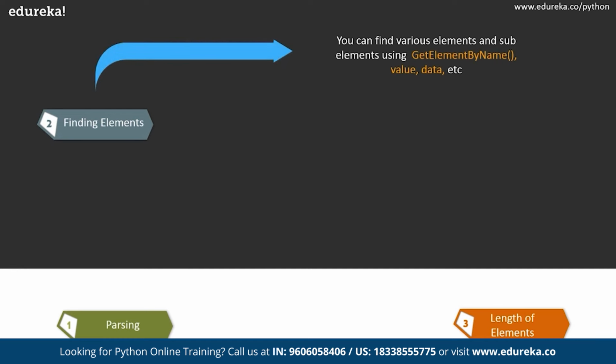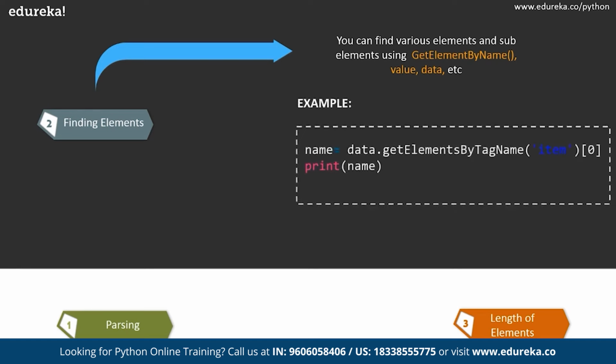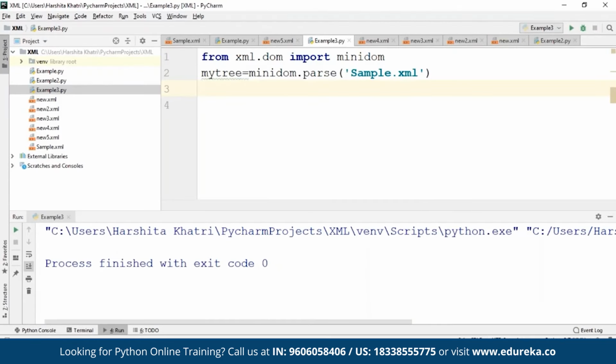To find various elements that are present in the XML file, you can use the getElementByName method or value, data, attributes, etc. Now, I'll jump onto my PyCharm and show you all how you can use the getElementByTagName method. So let's see how you can actually get the tag name using this method. I'll take a new variable, say tag name. And to this, I'll specify myTree.getElementByTagName. Just make sure you don't make any spelling mistakes.